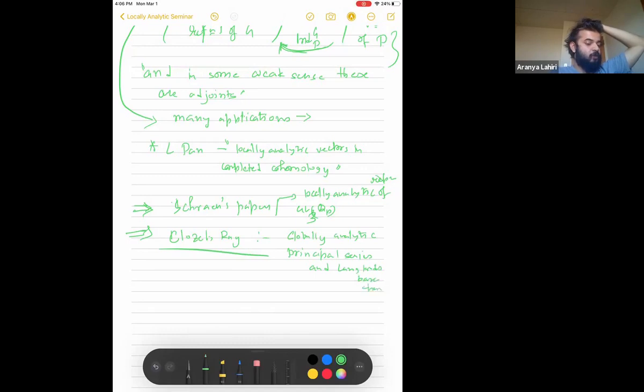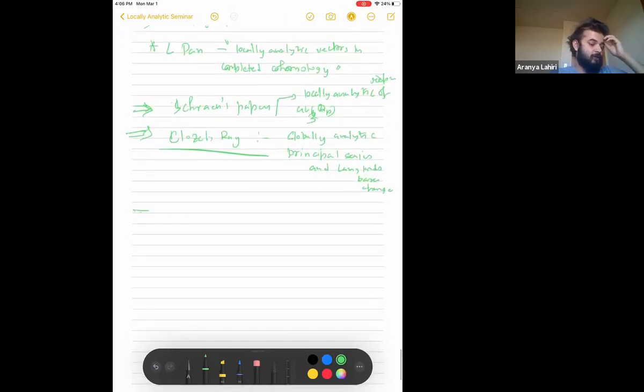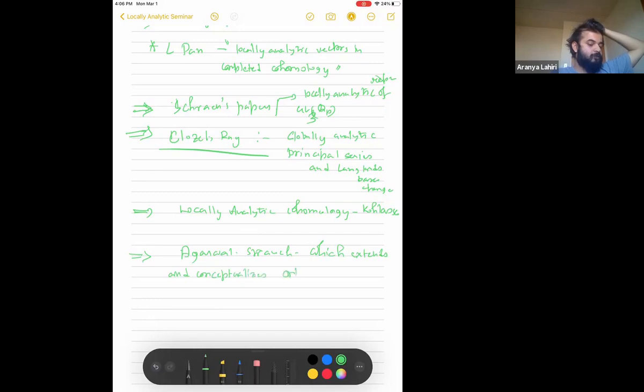Also, I think there should be some work to be done in locally analytic cohomology, by Kohlhaase. Maybe I'll actually be not lazy and write up some commentary on all of these. And then, of course, this is important for Akash and me, this paper by Agrawal-Strauch, which extends and conceptualizes Ehrlich-Strauch.